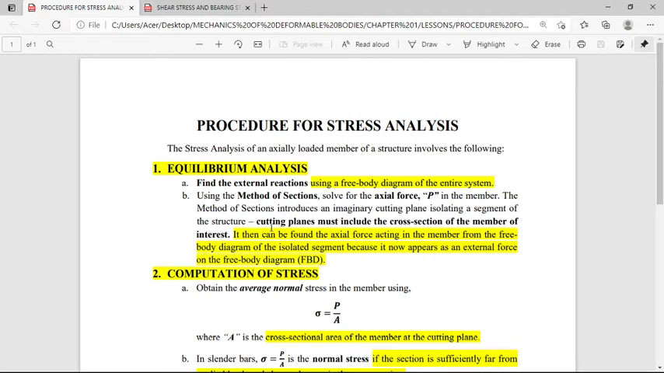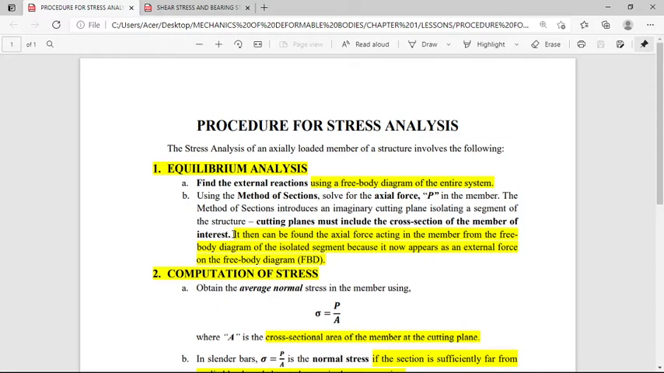So tinuro ko na kung paano construct ng cutting plane, and kung paano gawin si method of sections. So si cutting plane, ulitin ko, or cutting planes must include the cross-section of the member of interest. So kung nasaan yung hinahanap mo or sinosolve mo na actual force P or yung load na hinahanap mo para dun sa solution mo for the current problem, yun yung i-consider mo, yung member of interest. So, maipapakita mo yun through the method of sections.